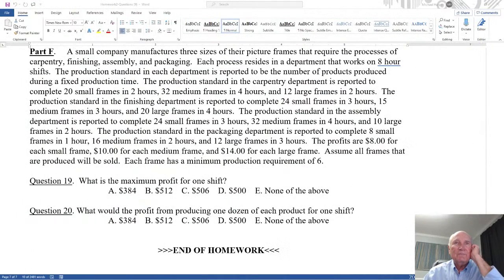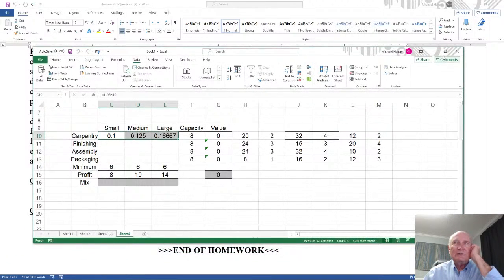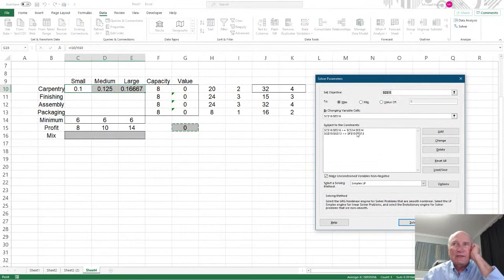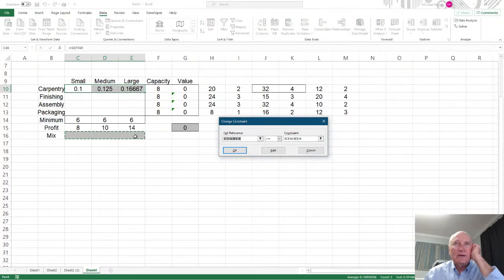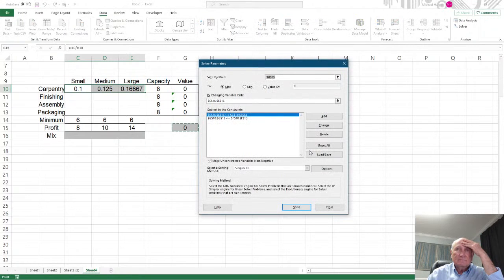So let me see here. There's a minimum production requirement of 6, and that's what that constraint was. That's this constraint right here. Notice this right here is greater than or equal to 6, which is this. See? So it has to be more than that. 6 is the minimum. They'll make more than 6 on some of them, but some will be 6. Okay? And then you solve it, and that's the answer to that.